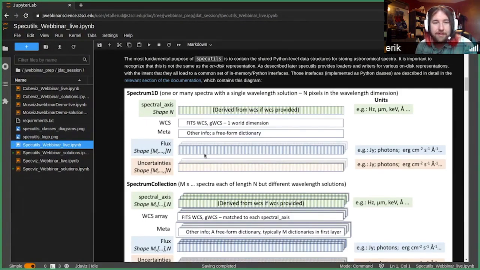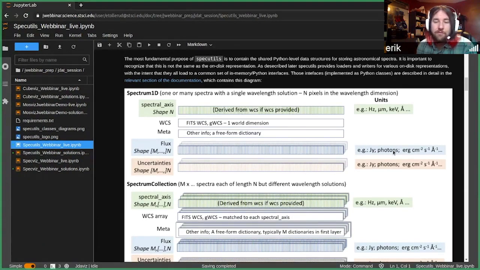And then there's another attribute called flux, which is the y-axis of the spectrum. It's called flux partly because that's 4 characters, easy to type, but also because it sometimes is physically flux. It is not always restricted to be physically flux. It could be photon counts.